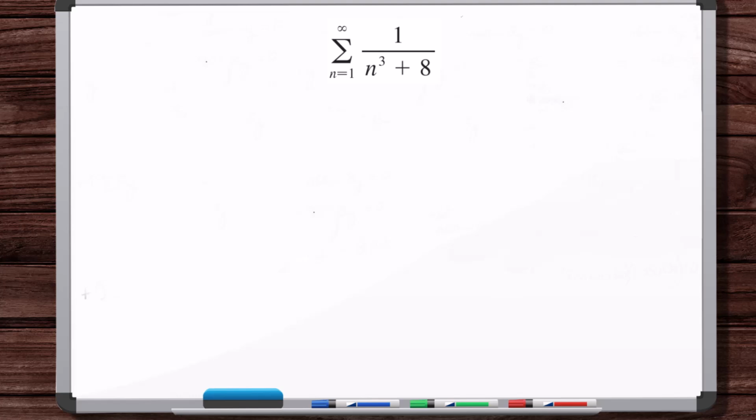We're going to start by doing the general comparison test. If we get the answer from that, then we're done. But if we end up getting one of those inconclusive conclusions, then we'll go to the limit comparison test.